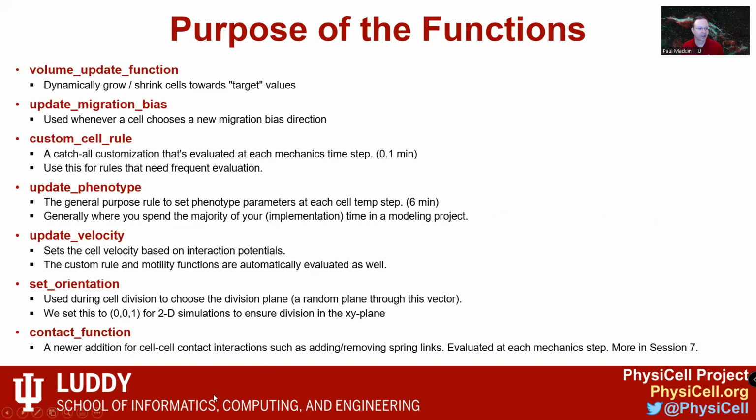So all these functions, like we said: volume update is really what allows the cells to grow or shrink towards their target values. Update migration bias is how the cell chooses a new direction for migration during bias and random migration. Custom is just a catch-all where you can add pretty much anything you need to and do it fairly frequently. Update phenotype is the more general purpose one that will help change your phenotype parameters. And that's almost where you'll spend all of your modeling time.